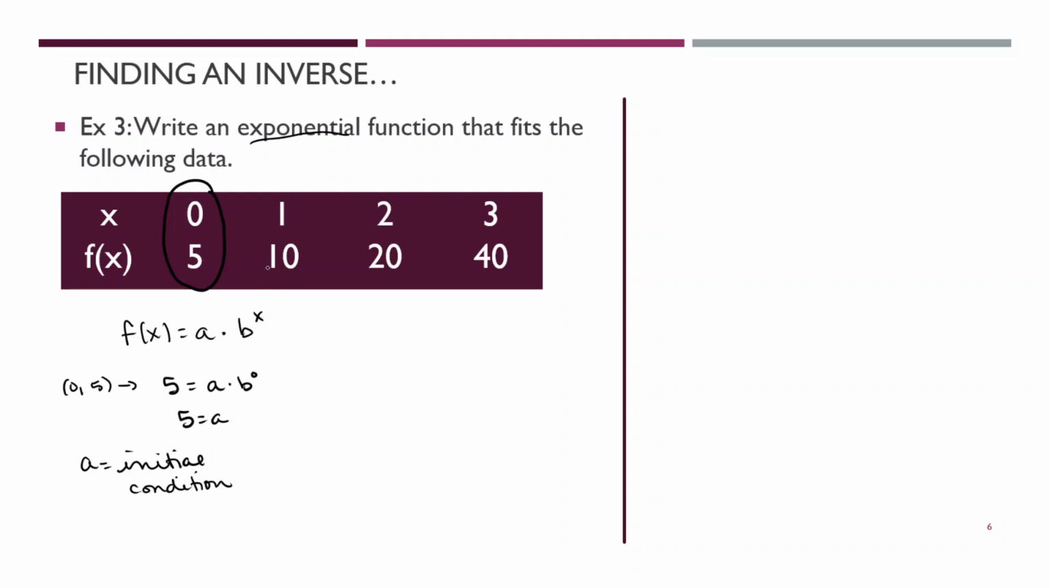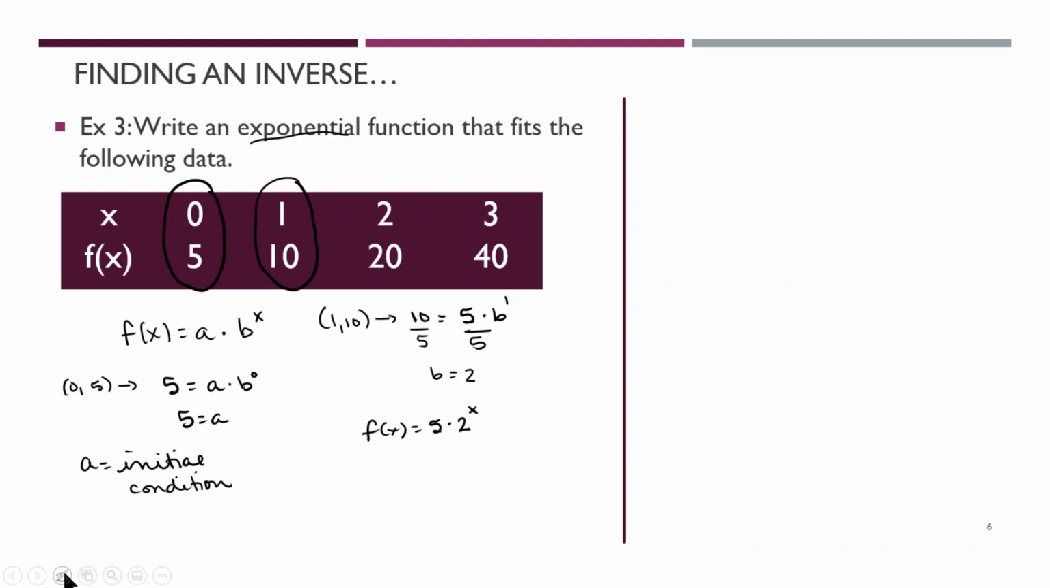Okay? Now that I know that, I can take any other data point. So let's use the point 1, 10. And this will tell me 10 is 5 times b to the first. So dividing by 5, I'll get b equals 2. So my function becomes 5 times 2 to the x.